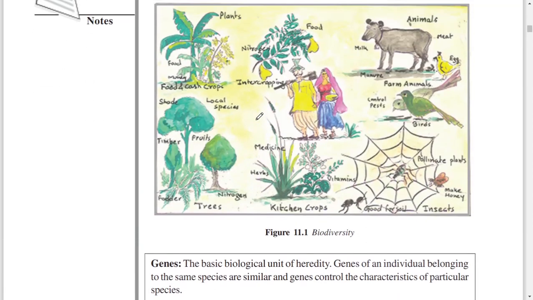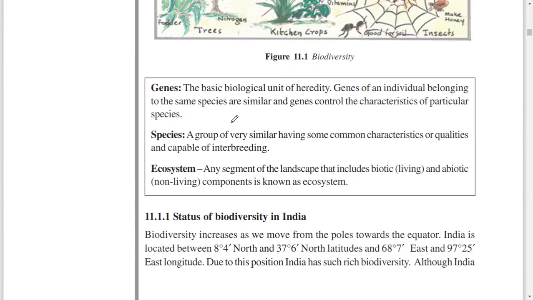These are some pictures. These are the constituents of biodiversity: birds, animals, we human beings, some microorganisms, fruits, plants, animals, etc. So what is a gene? The basic biological unit of heredity. Genes of an individual belonging to the same species are similar, and genes control the characteristics of a particular species.